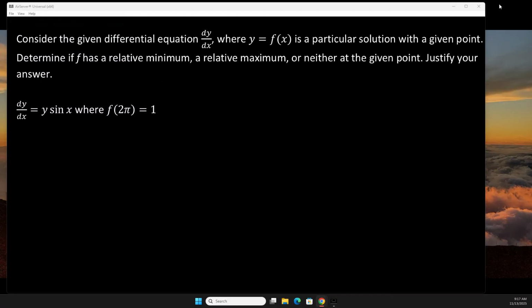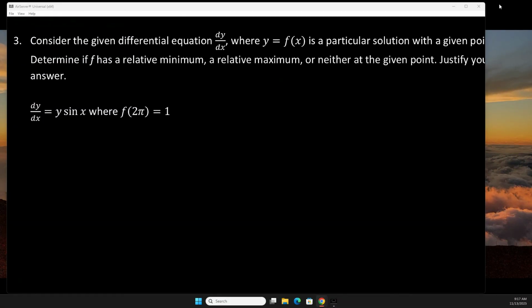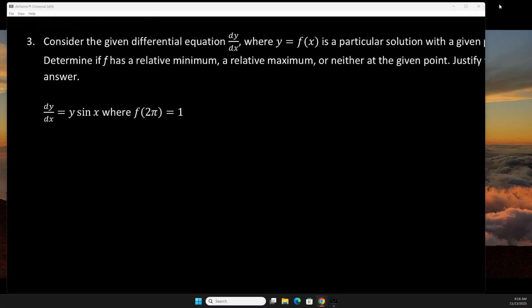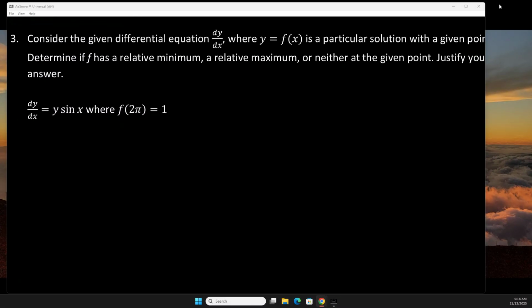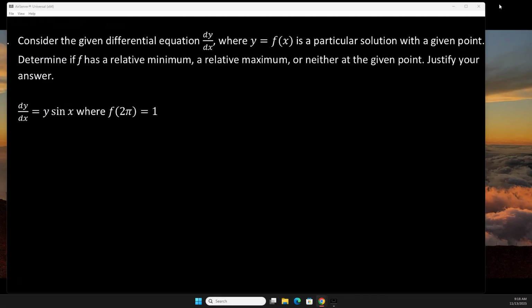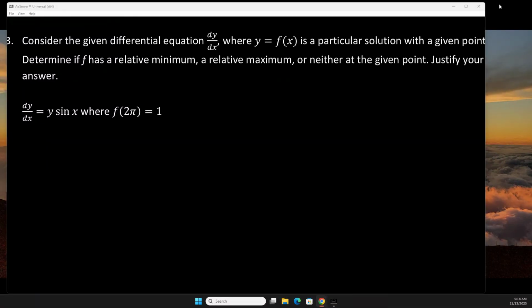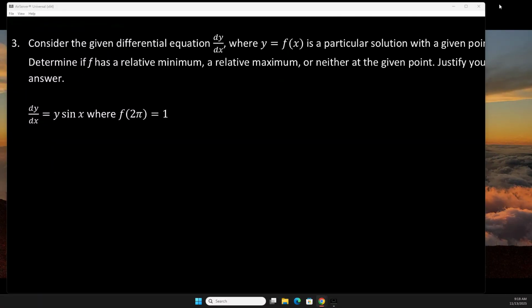So this one, we have this equation. We have a differential equation. We have the derivative equation. And we know one point on the function, or on the equation. And we're going to determine if it's a relative minimum, relative maximum, or neither. So for it to be a relative minimum or relative maximum, what has to happen at the derivative? 0. Good job. 0 or undefined. Oh, I love it when you guys remember stuff.